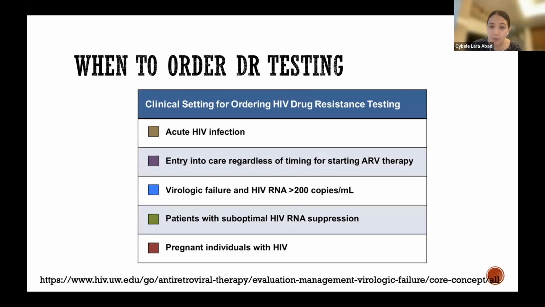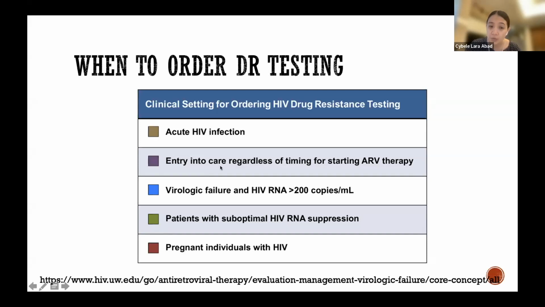Now, when should we order this drug resistance testing or this genotype? For this particular patient, our indication will be here in the middle: virological failure and HIV copies above 200, right? But the other settings for ordering this type of testing is if you suspect acute HIV infection, so someone you catch early during HIV, someone who just entered into care regardless of the timing for starting ARV therapy, because this is the only way to catch transmissible drug resistance. And I'll talk to you about the definition of that in the next slide.